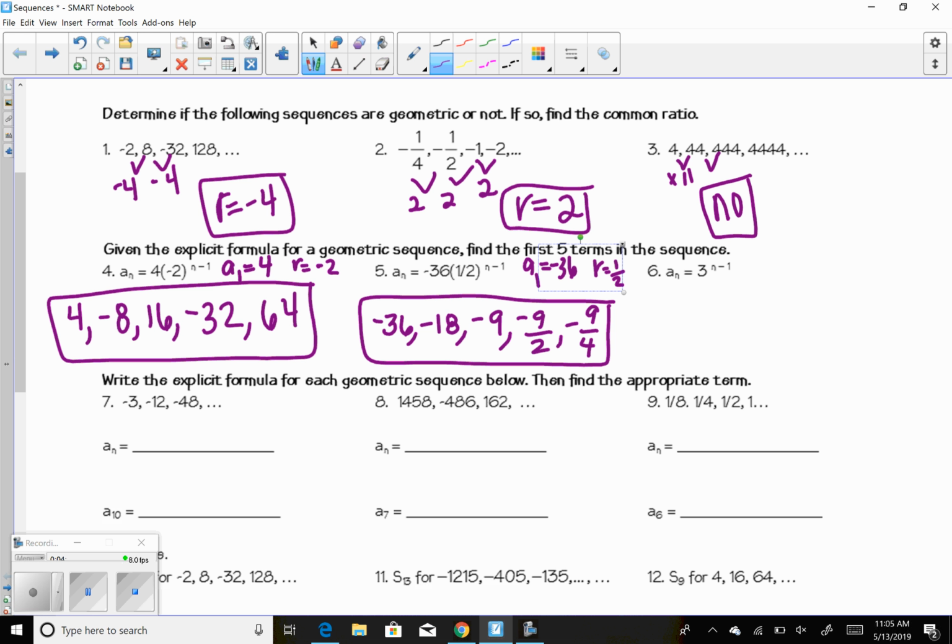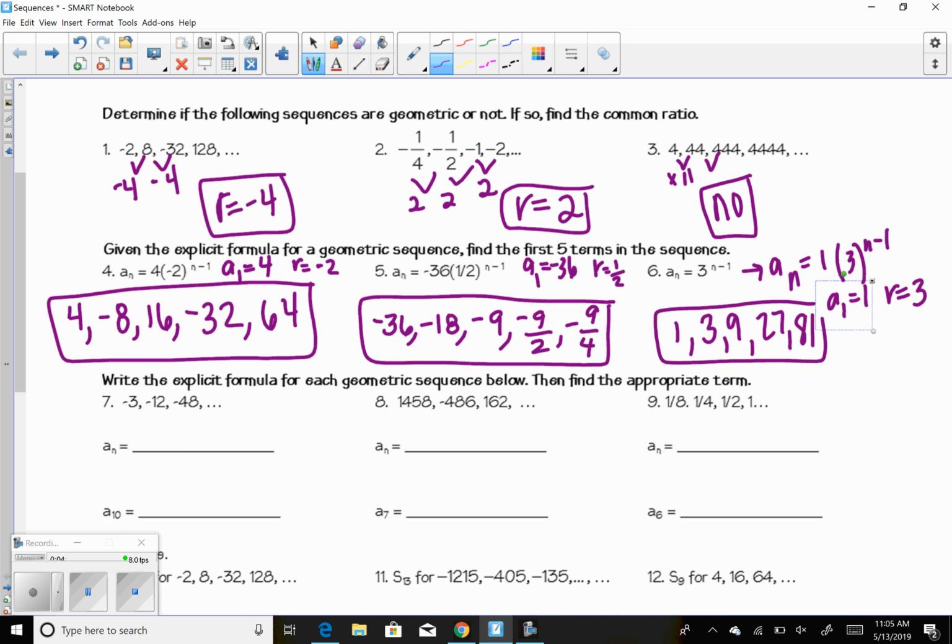Okay, you have to be careful on number 6. So a1, your first term here, is not 3. I'm going to rewrite this. Isn't it true that this is an equals 1 times 3 to the n minus 1? The exponent is always attached to the base, don't forget, and the base is your ratio. So in this case, a1 is 1, r is 3. The exponent is always attached to the ratio. So I'm starting with 1, and I multiply by 3 every time. 1 times 3 is 3, times 3 is 9, times 3 is 27, times 3 is 81.